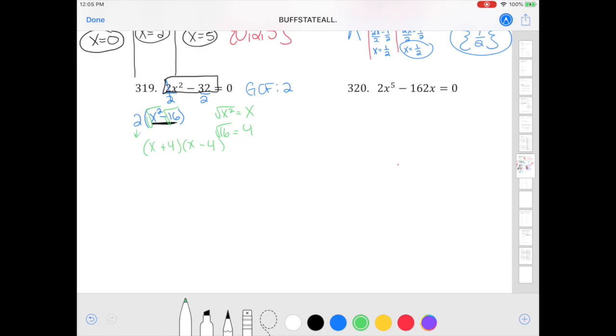Now don't forget, at this point, you want to bring down that GCF. It is part of your factoring. And I'm going to bring down the equal 0 because this will not be factored again. I've already factored twice.